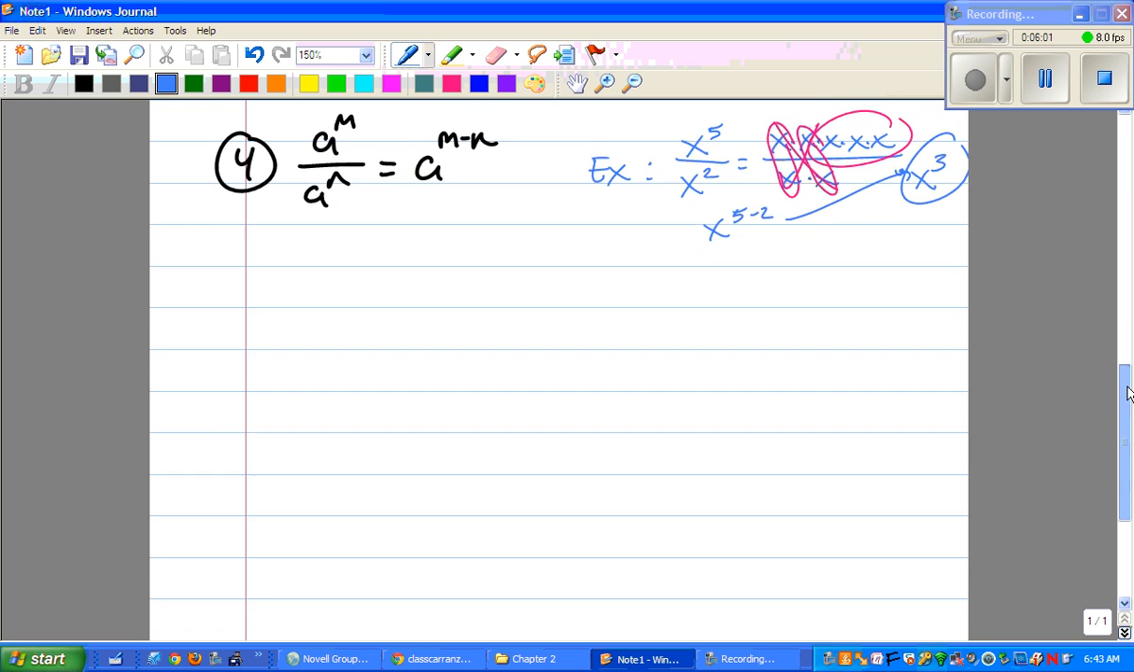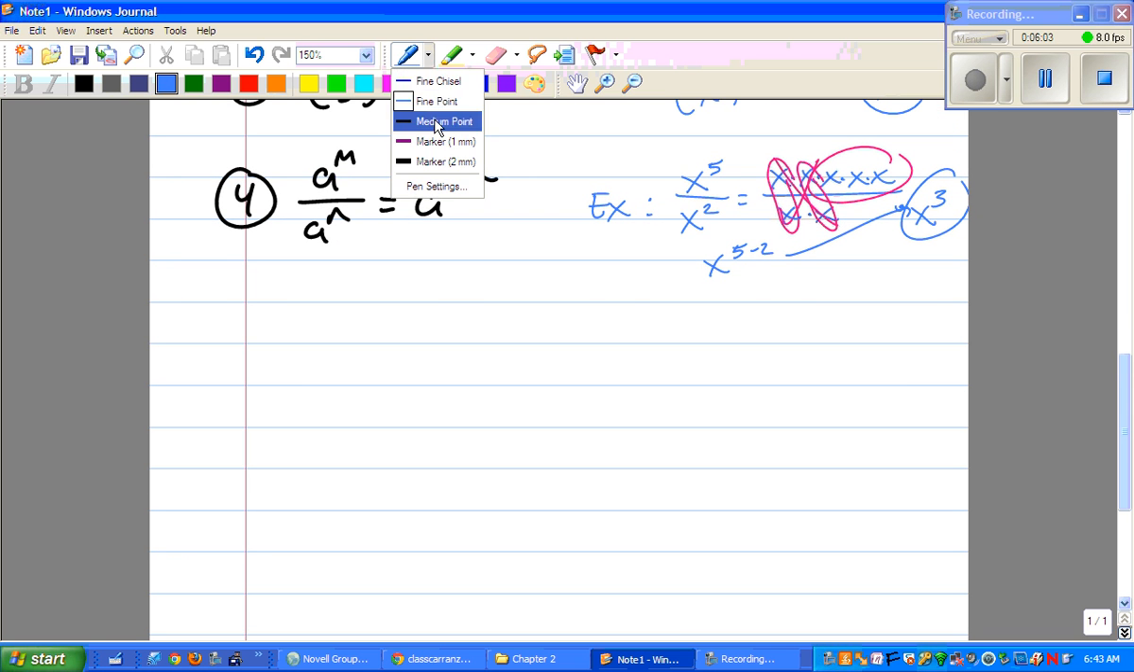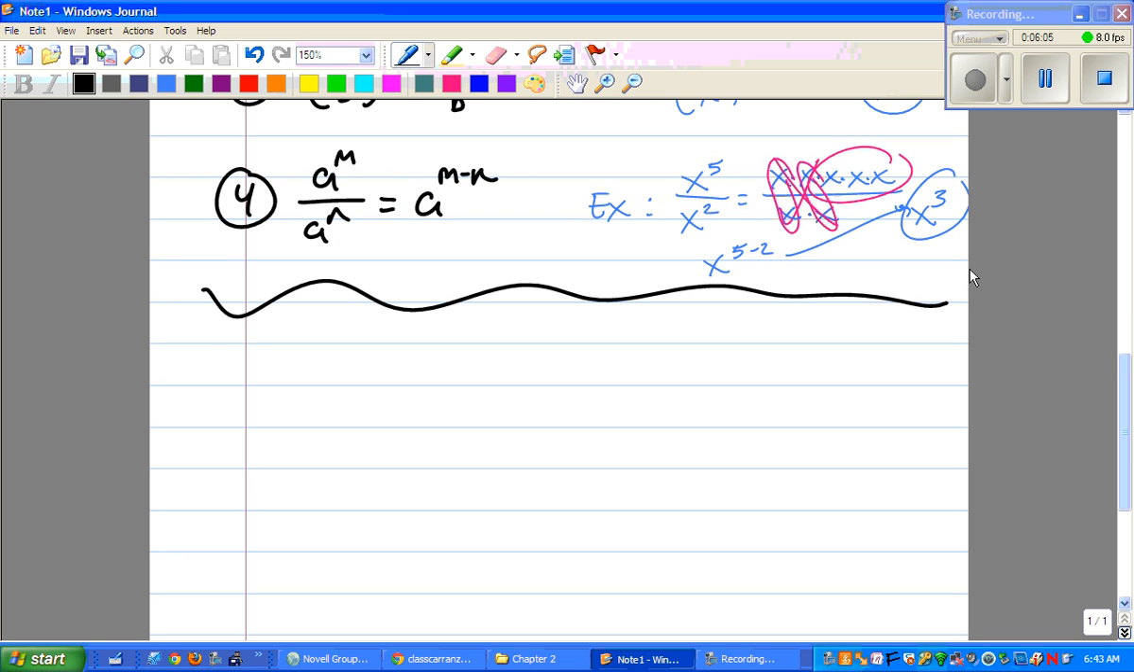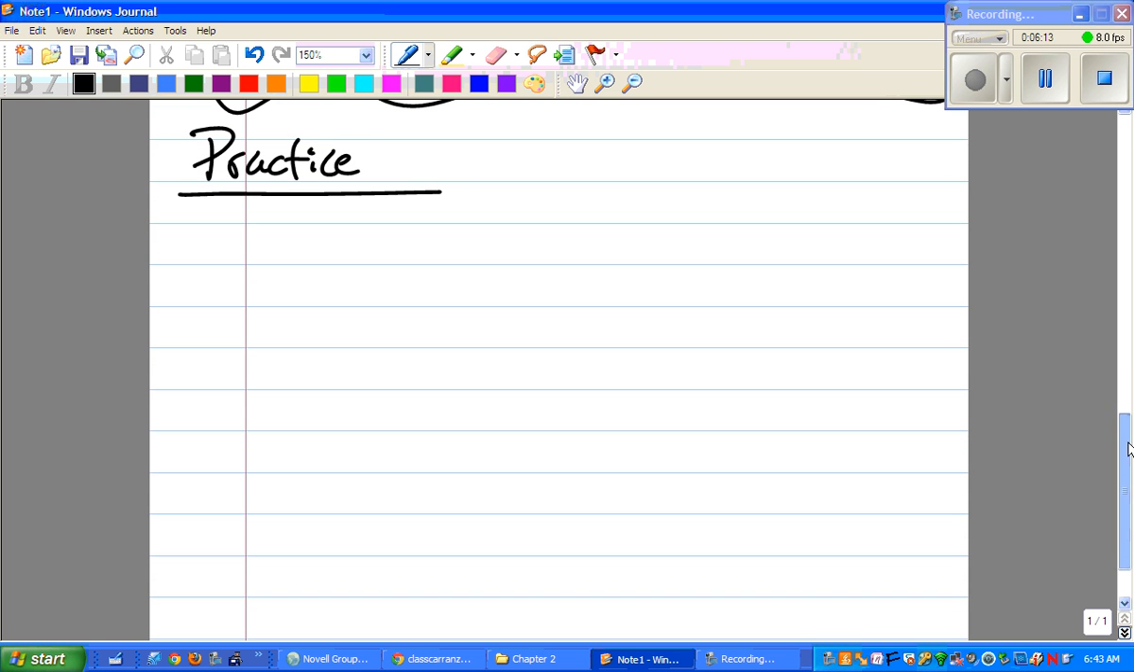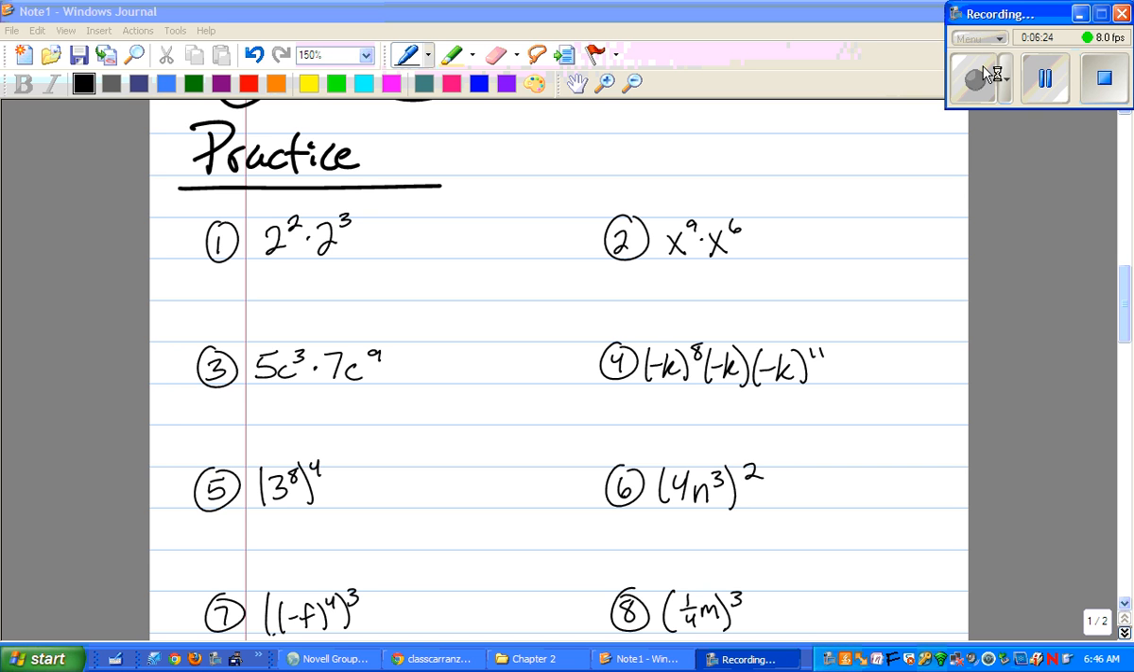All right, those are the first set of rules that we are going to talk about. Let's go ahead and do some practice. Okay, ready? I'm going to do a quick magic trick. In just about 3 seconds, all of the problems are going to appear. Are you ready? Close your eyes. Poof. There we go. All right, let's start looking at these.